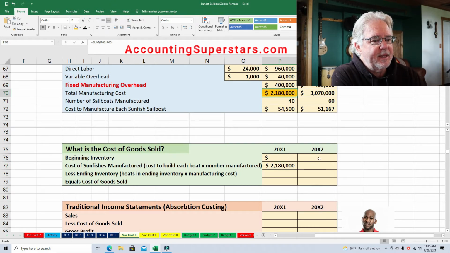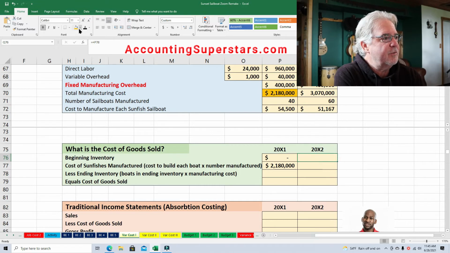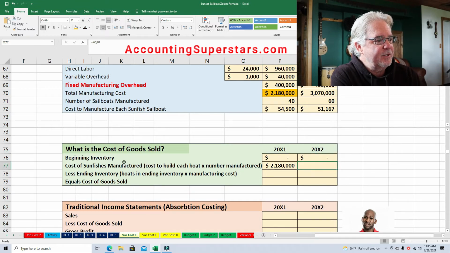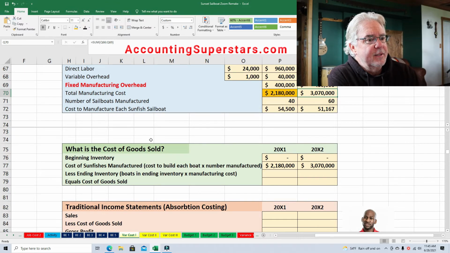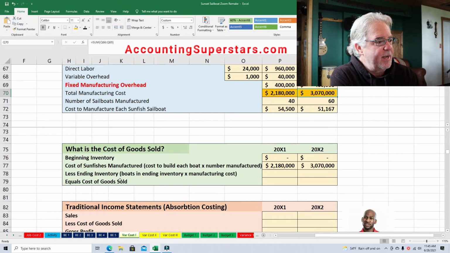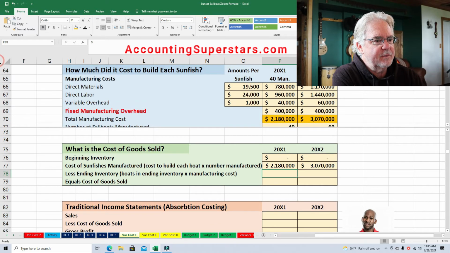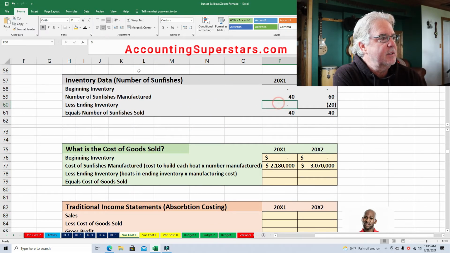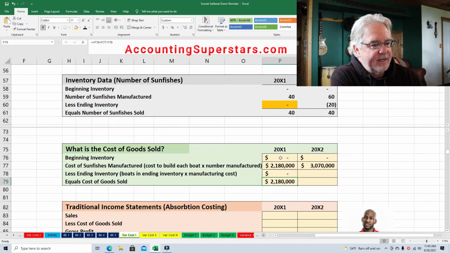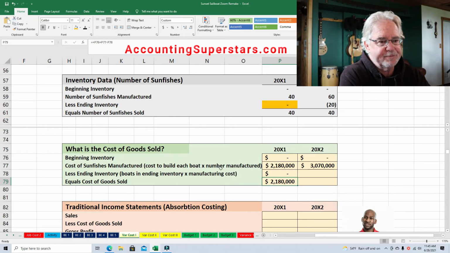Okay, in 2002, the beginning inventory was 0. And cost of sunfishes manufactured, let's see if we get that 3 million. We do. 3,070,000 comes from right there. Let me highlight that. All right, less ending inventory. Well, we didn't have any ending inventory in 2001. We can double check that right there. Ending inventory, 0, none. So cost of goods sold. Here's how we get cost of goods sold, folks.